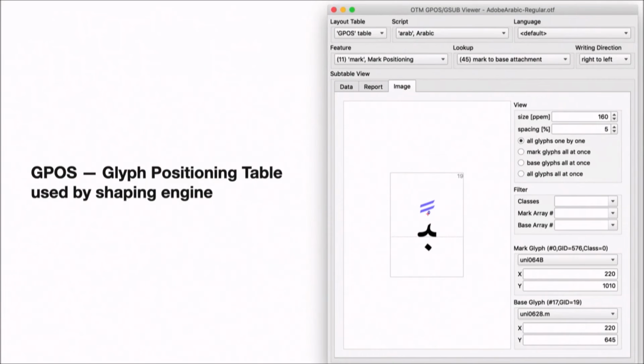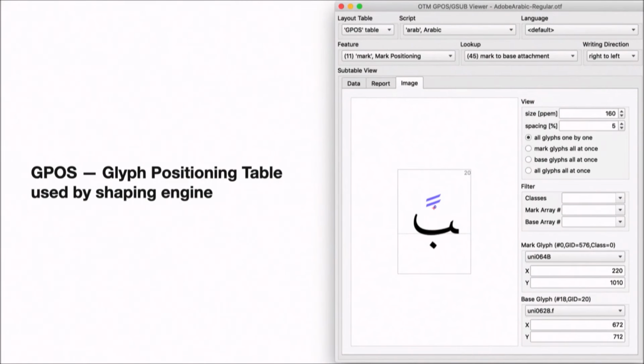Now, in partnership with GSUB, we have another table called GPOS, which is the glyph positioning, which puts things in the right position relative to each other. So here we have, again, our friend beh, which is the medial form on the bottom, and we've got a diacritic above it that's right above the tooth of the beh. But if we have a final form of the beh, we want that diacritic to be centered over the curvy part, not the tooth. So the GPOS table has that information.